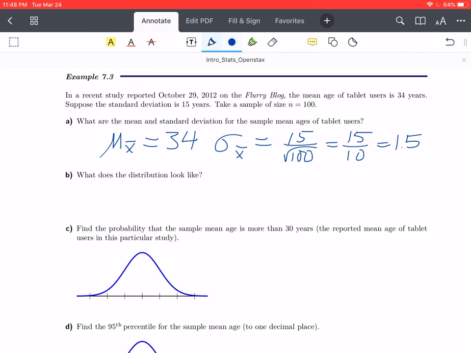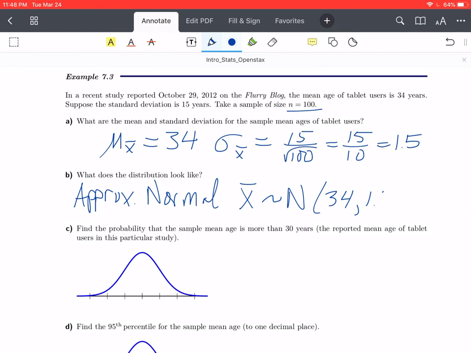So when we ask what this distribution looks like, well, we have a very sizable sample size here, so that's good. That tells me that this should be approximately normal. Right, so we get x bar is approximately normal with a mean of 34, standard deviation of 1.5.